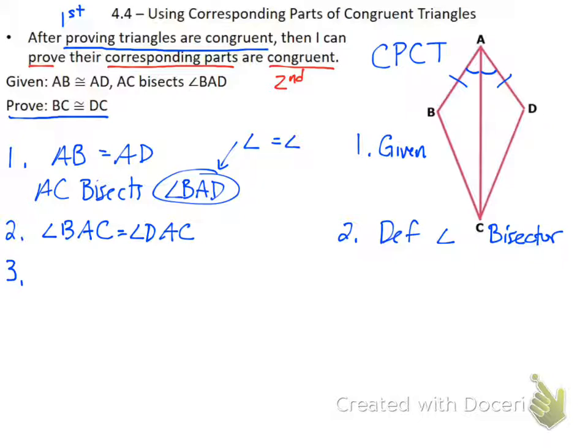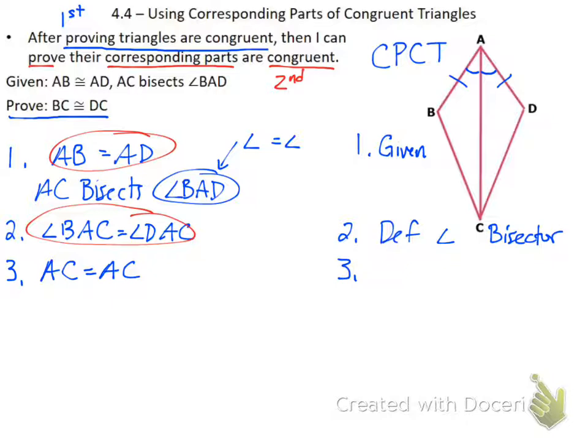I've got two things equal, so now I'm just looking for one more thing, so I'm going to look at my picture. I should be able to see that AC is common in both the left and the right triangle, so I'm going to say AC is equal to AC by the reflexive property. So that's my third thing. So now I can say my triangles are equal.